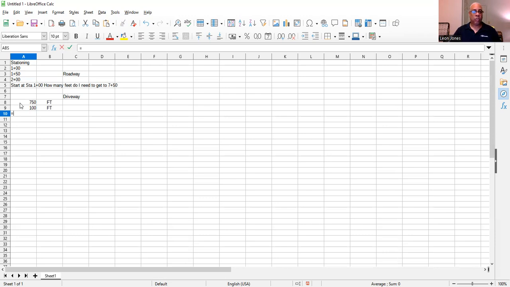Equals 750 minus 100. Copy this. Total of 650 feet. That's how many feet you will get from station to station.